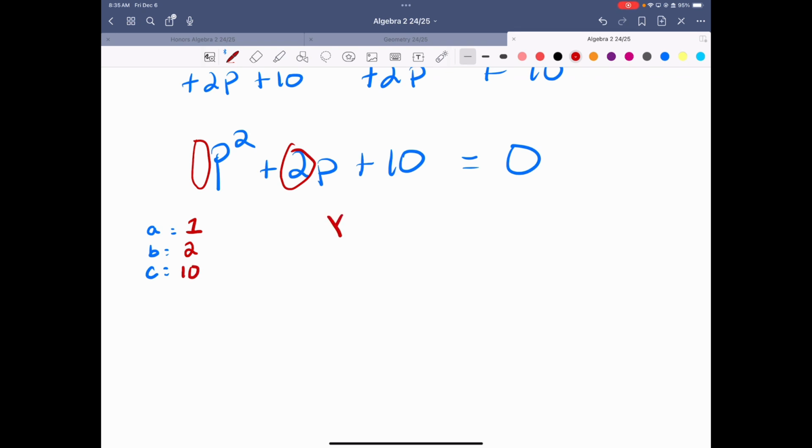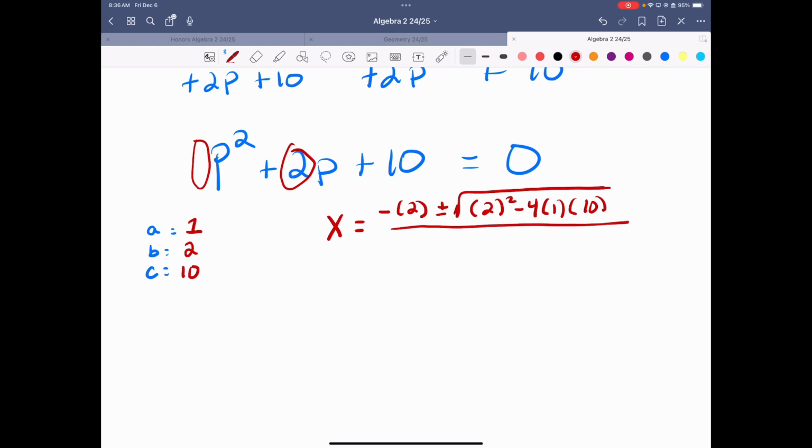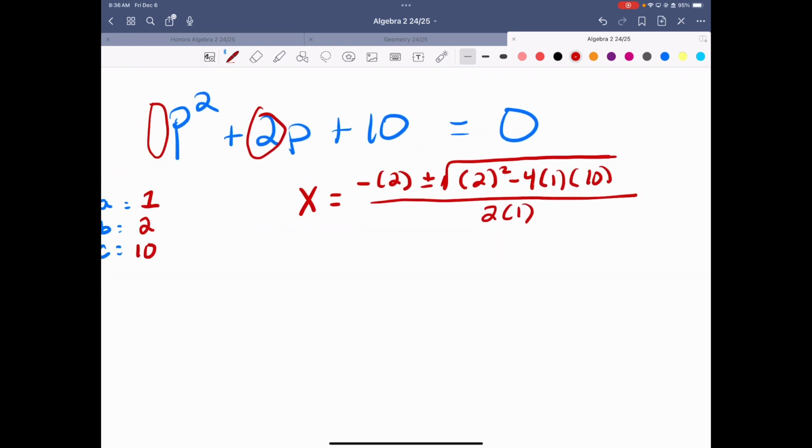So now we plug it into the formula. So x is equal to negative 2 plus or minus the square root of b squared, so 2 squared, minus 4 times my a value times my c value, which is 10, all divided by 2 times a. And again, we talked about this the other day, but notice how I put everything I substituted in inside of parentheses. It's just a good practice to get into.